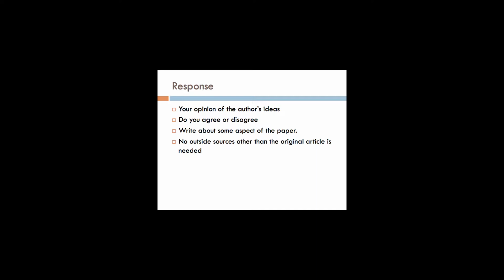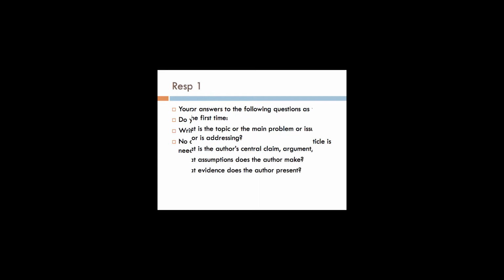So as I just stated, you're basically going to have your opinion about the author's ideas and whether or not you agree or disagree with them. Pick some aspects of the original essay that you feel strongly enough to write about. Remember, there are no outside sources necessary other than the actual original article.